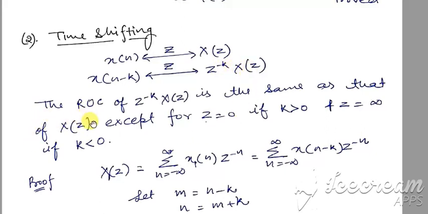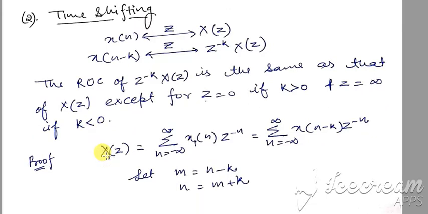The ROC of z raised to the power minus k X(z) is the same as that of X(z), except for z is equal to 0 if k is greater than 0 and z is equal to infinity if k is less than 0. Now we will start with the proof.